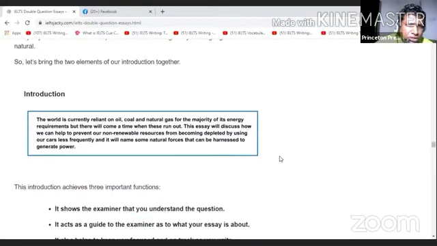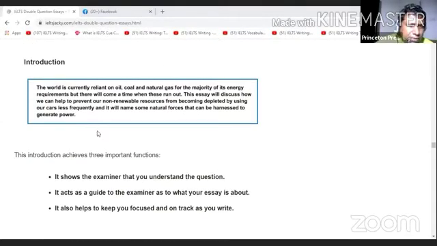So let's bring the two elements together. What about the introduction? Let's see, it's a complete introduction. The world is currently reliant on oil, coal, and natural gas for the majority of its energy requirements, but there will come a time when these run out. This essay will discuss how we can help to prevent our non-renewable resources from becoming depleted by using our cars less frequently, and it will name some natural forces that can be harnessed to generate power.